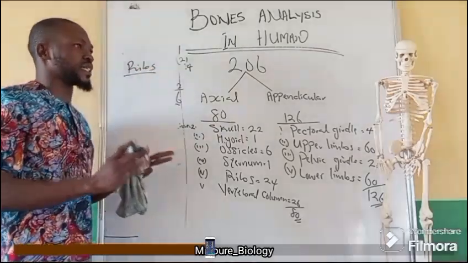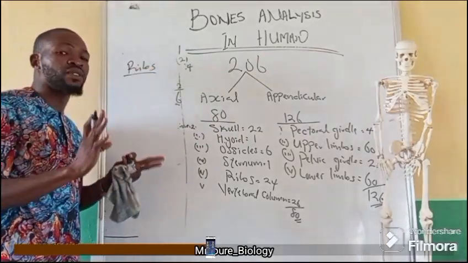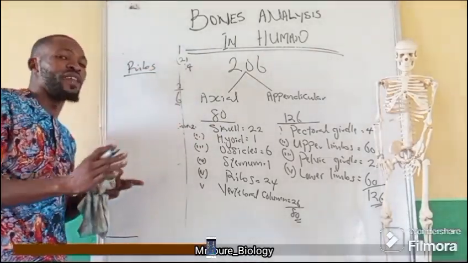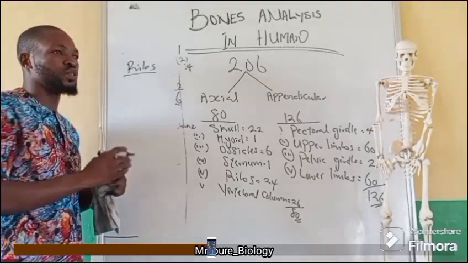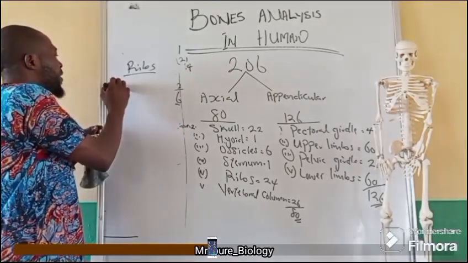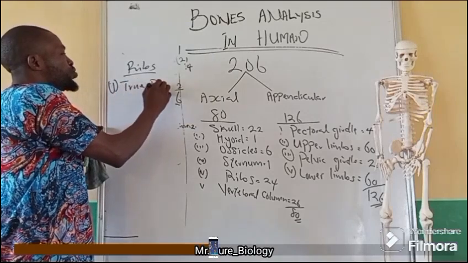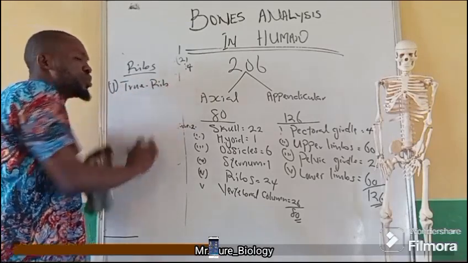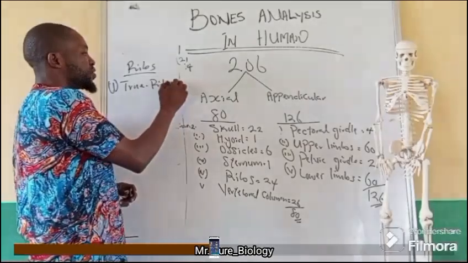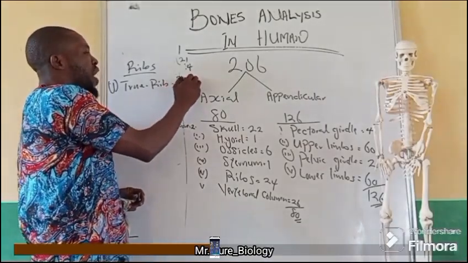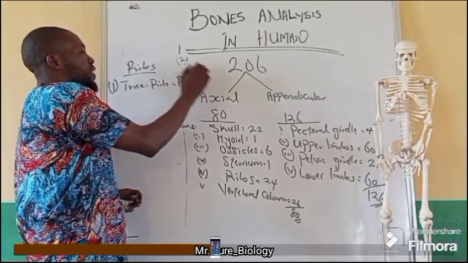Ribs are 12 pairs, as I said. Now we have 3 types of ribs based on the nature of their attachment to the sternum. Number 1 is the true rib. What are the true ribs? That is rib 1 to rib 7, R1 to R7.